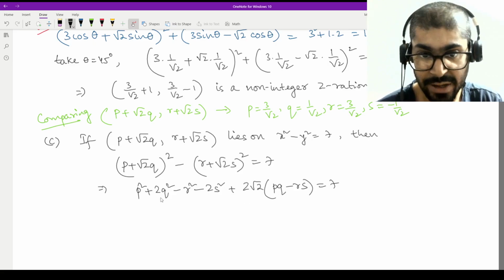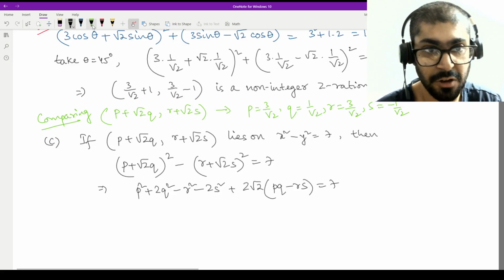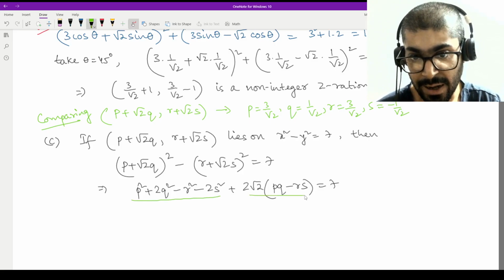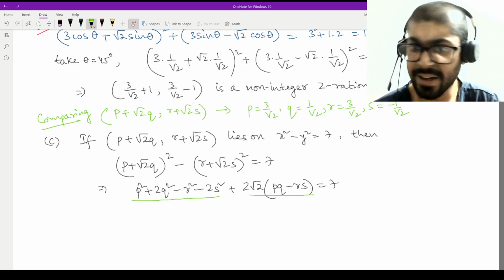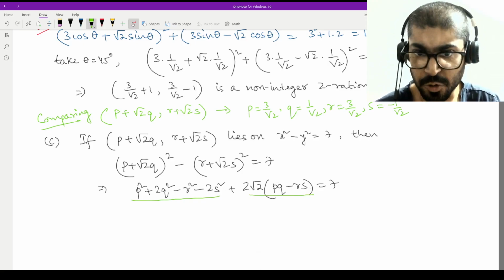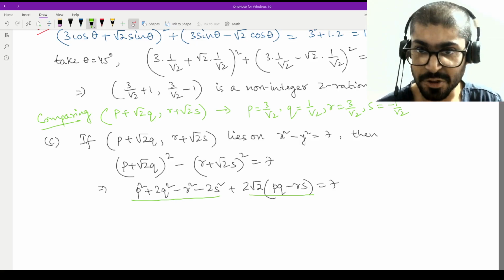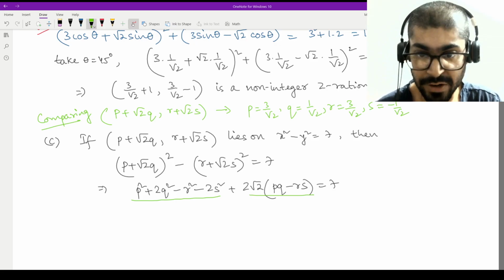See, here we have a portion that is always positive, square part, and an irrational part, so as to say, because it's getting multiplied by root 2. Now only if pq minus rs is 0, we will get a rational part there, but we have a rational number on the right hand side, so that means pq minus rs has to be 0. I hope you understood this logic.